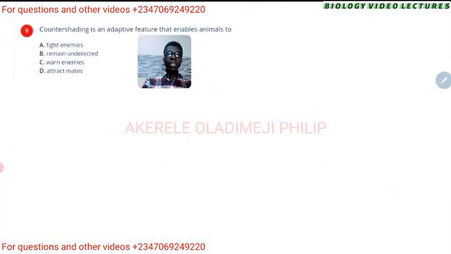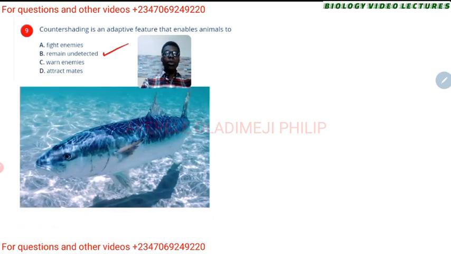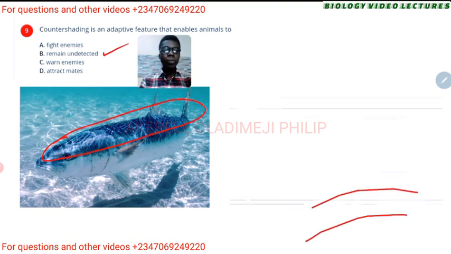Now, counter shade is an adaptive feature that enables animals to, counter shade is one of the ways animals hide themselves, remain undetected. So the answer is going to be remain undetected. But let me try to show you what counter shading means. When you look at some animals, fishes really, and not fishes alone, but I think some mammals also exhibit that in their coats. Now, when you have the upper part of the fish, as you can see it here, it is quite dark if you've gone for fishing before.